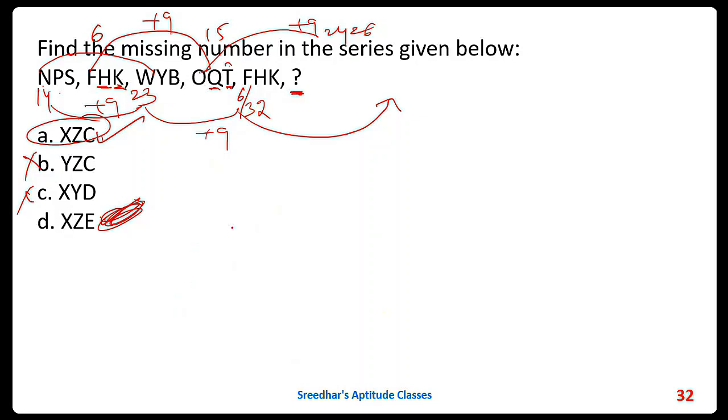Yes, you can go by plus 2, plus 3 also, or otherwise every letter is added by plus 9 to get the alternate. Yes, so the answer is the first option.